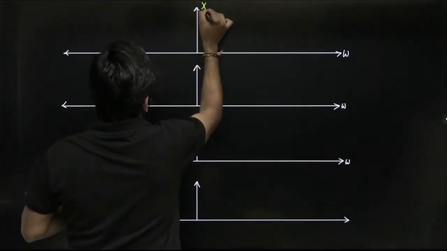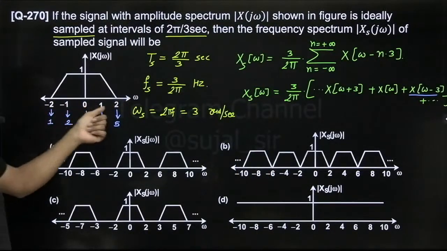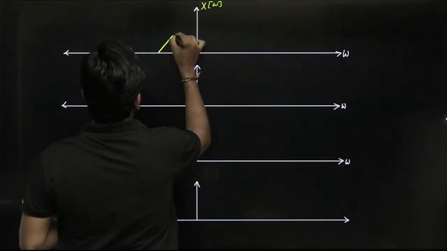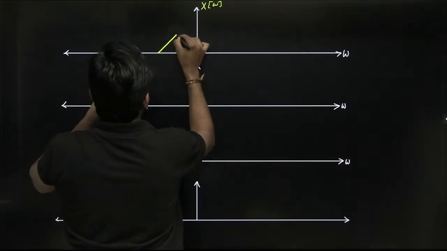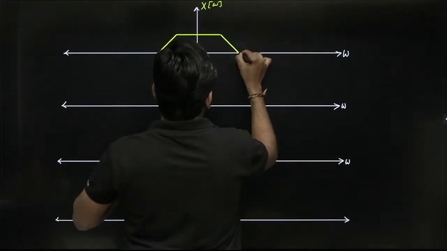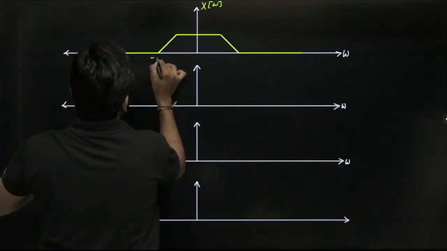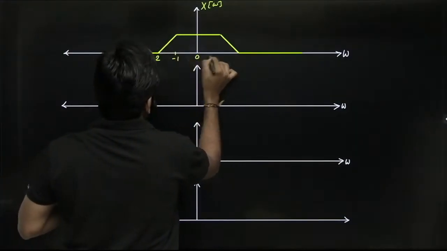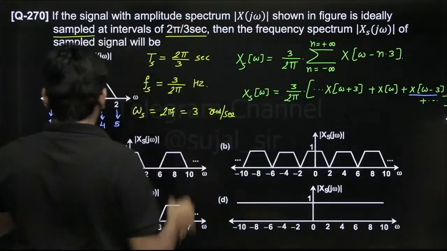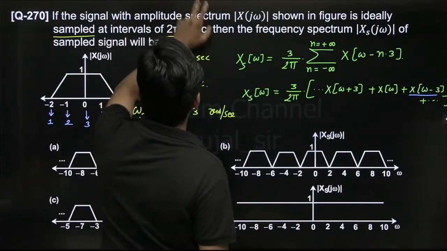First, x of omega. X of omega is nothing but this trapezoidal function between minus 2 and 2, with amplitude 1. Correct, amplitude is 1, guys.